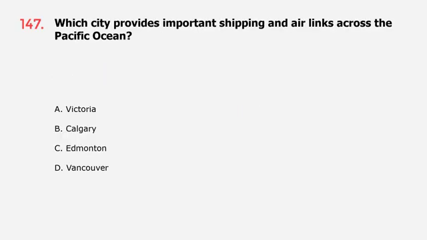Question 147. Which city provides important shipping and air links across the Pacific Ocean? A. Victoria. B. Calgary. C. Edmonton. D. Vancouver. The answer is D. Vancouver.